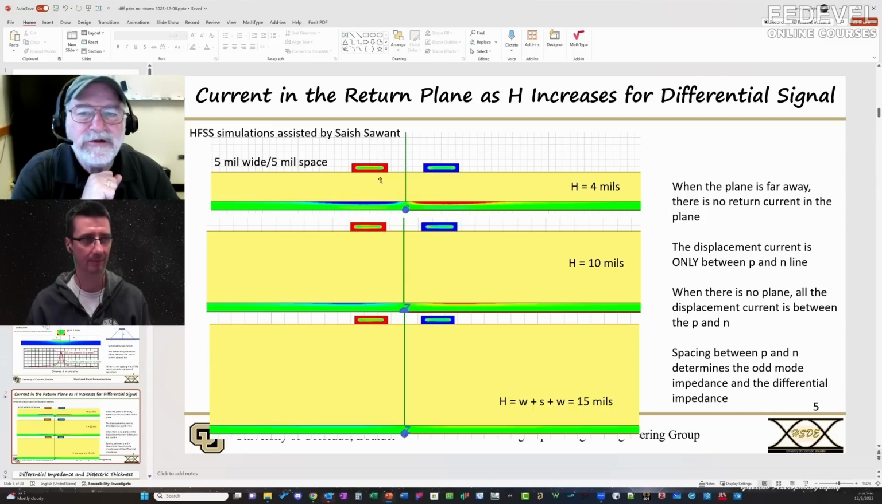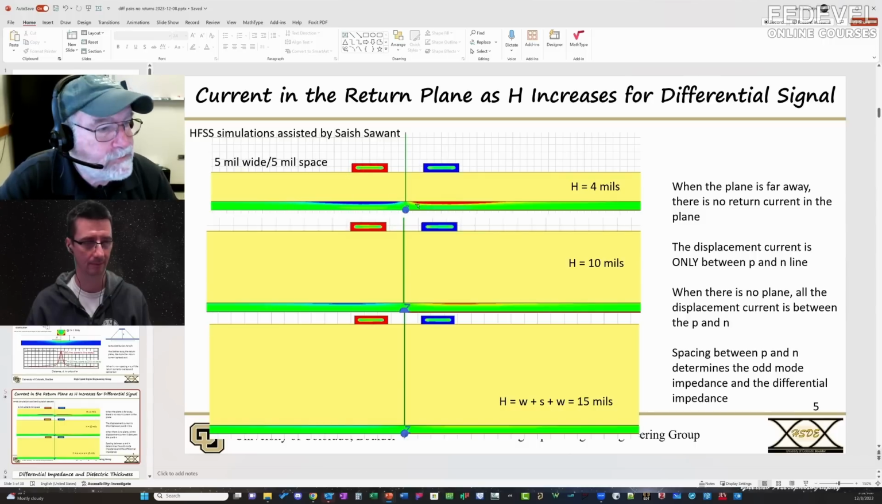Okay, so when the signals are in close proximity to the return plane, this is roughly a 50 ohm line, or a single-ended 50 ohms. Roughly the differential impedance is roughly 100 ohms. When it's in this aspect ratio, when it's roughly 50 ohms, the current goes in, it comes out the return plane, and you can see the return current spreads out.